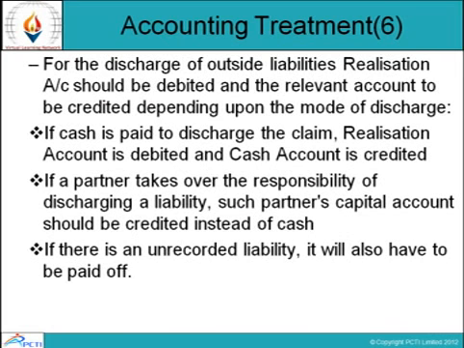Accounting treatment 6, for the discharge of outside liability, realization account should be debited and the relevant account to be credited depending upon the mode of discharge. If cash is paid to discharge the claim, realization account is debited and cash account is credited. If a partner takes over the responsibility of discharging a liability, such partner's capital account should be credited instead of cash. If there is an unrecorded liability, it will also have to be paid off.